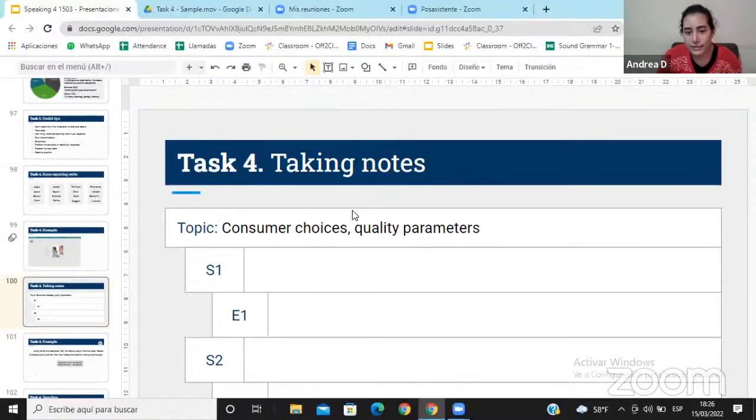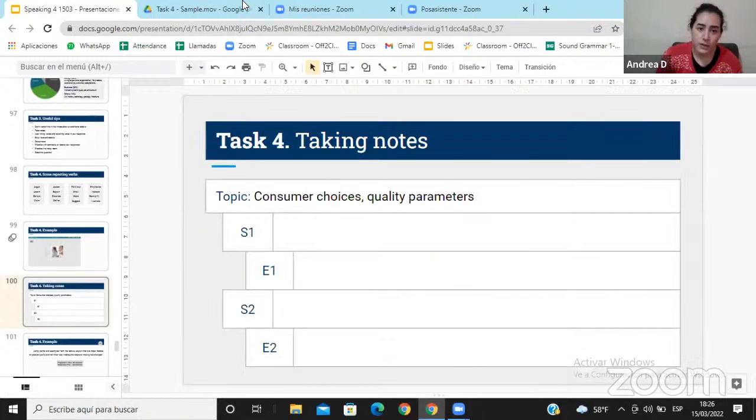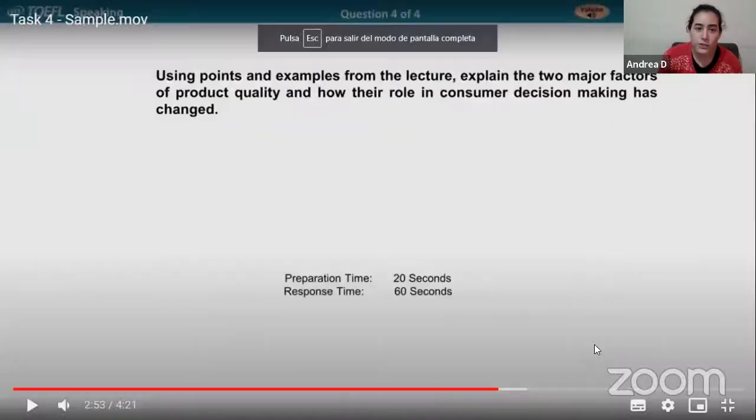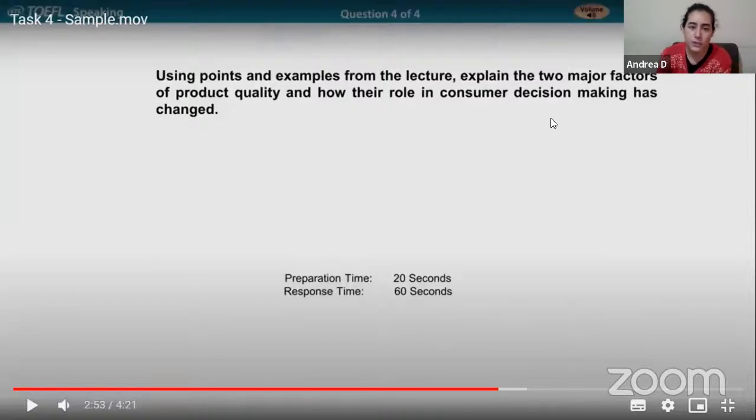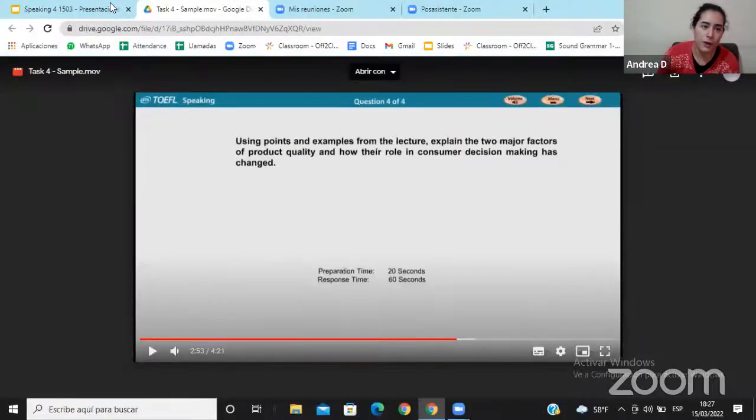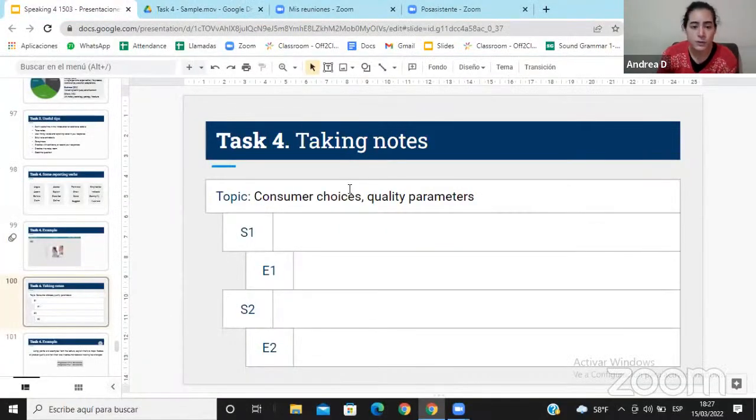Now, if you realize, you have the same thing in the question, right? You have it here. The question is, using points and examples from the lecture, explain the two major factors of product quality. So those are the parameters of quality, and how their role in consumer decision-making has changed. So that is how a consumer makes decisions, right?